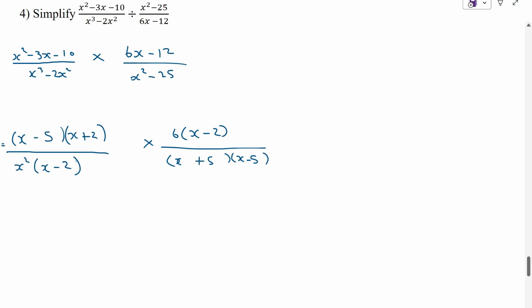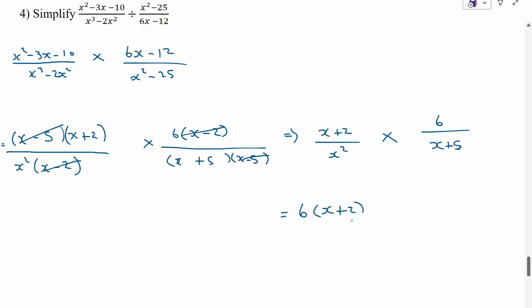So straight away we can see we can cross cancel out x minus 2, and x minus 5 with x minus 5. So our new fractions that we are working with is x plus 2 over x squared multiplied by 6 over x plus 5, which is now a lot easier to work with. This will give us 6 multiplied by x plus 2 all over x squared multiplied by x plus 5.